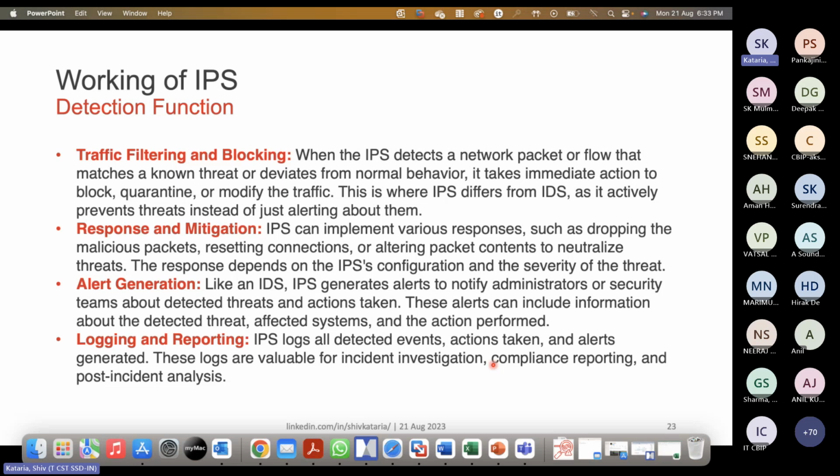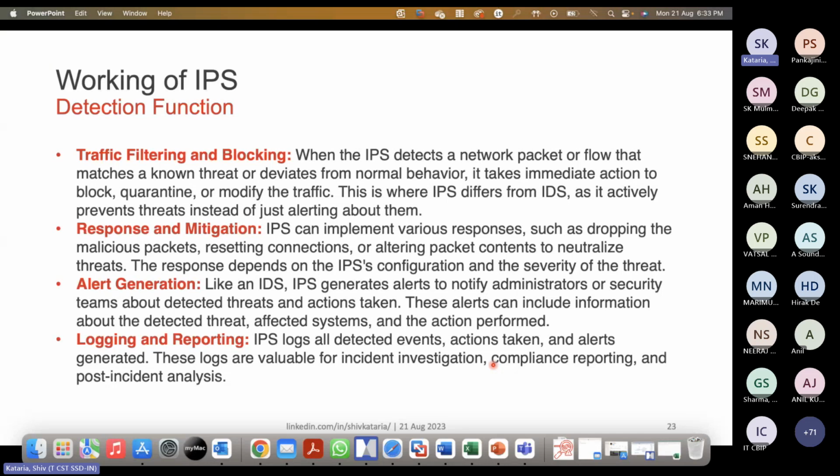Then during the traffic filtering and blocking stage, it will simply take the action of blocking the traffic, and that's where the main difference between IDS and IPS exists. It actively prevents the traffic which might have a malicious threat or alert being detected by the IPS engine. In the response and mitigation side, it will drop the packet. It might reset the connection. It might generate an alert for the packet or neutralize that.